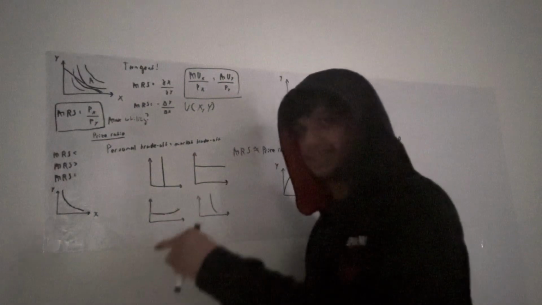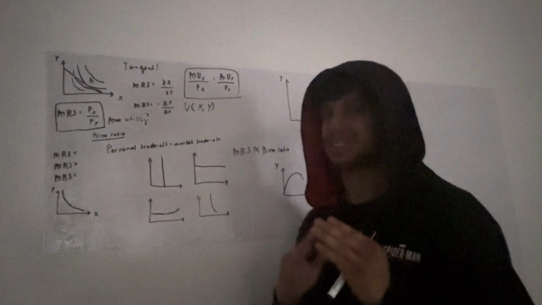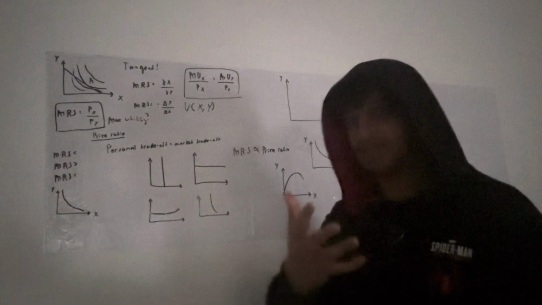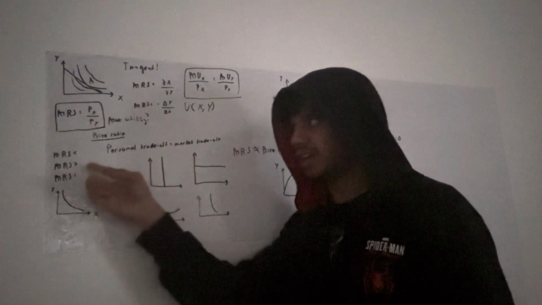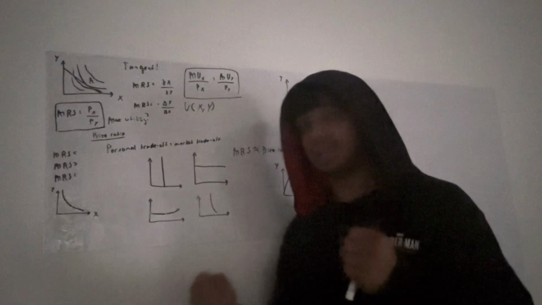So let's go back to that. If your MRS is less than the price ratio, you value X over Y, and you're going to keep buying X because you have an incentive to buy X. On the other hand, if your MRS is greater than the price ratio, you value Y over X, meaning you're going to keep buying more of Y.